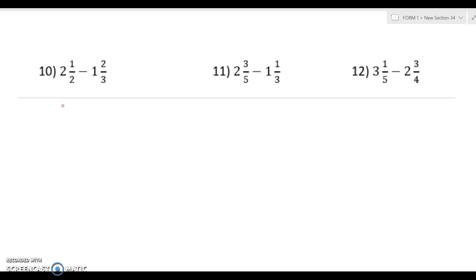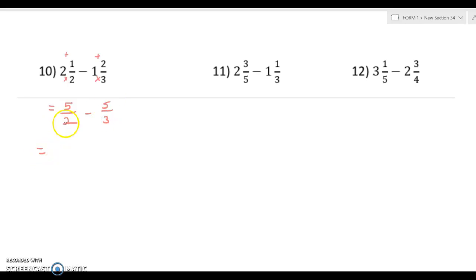So let's get number 10. We have 2 1/2 take away 1 2/3. So let's change 2 1/2 to an improper fraction. So 2 by 2 is 4 plus the 1 on top, 5/2. Take away, we change 1 2/3, so 1 by 3, the whole number by the denominator plus the numerator. 1 by 3 is 3 plus 2, 5/3.